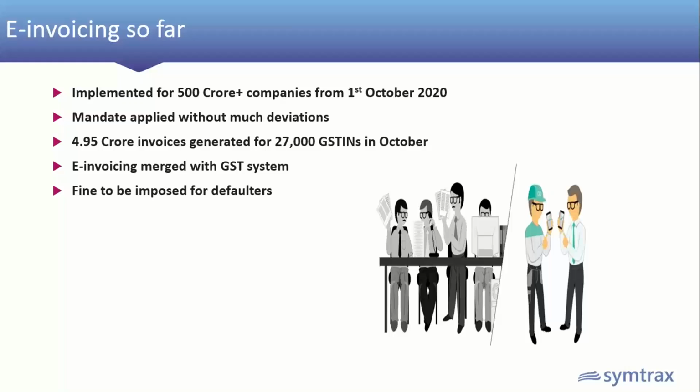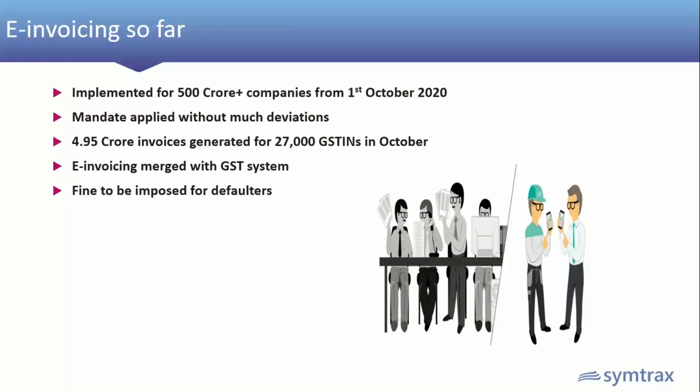Moving ahead, let's have a quick look at how this e-invoicing journey has been so far. E-invoicing has already been implemented and made mandatory for companies with turnovers of more than 500 crores from the 1st of October. This mandate got applied without much deviation. Since it was phase one, a 1 month leeway was given to companies to generate the invoice, execute the business, and register the invoice on the IRP within 30 days of invoicing. But starting 1st of November, it has all come to real time and the system has been working pretty well.